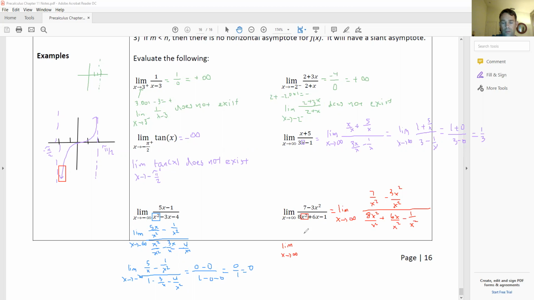Which ends up being, friends, 7 over x squared minus 3, all over 8 plus 6 over x minus 1 over x squared. And again, anytime we're dividing by infinity, it equals 0. So I have 0 minus 3 over 8 plus 0 plus 0.